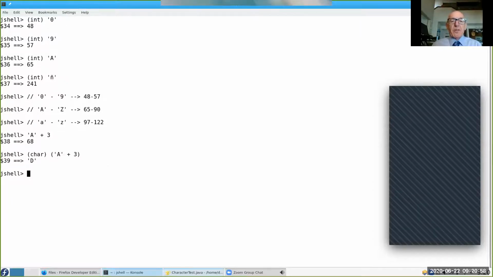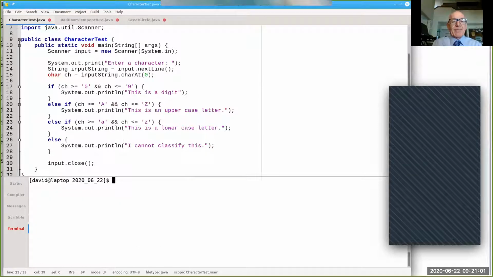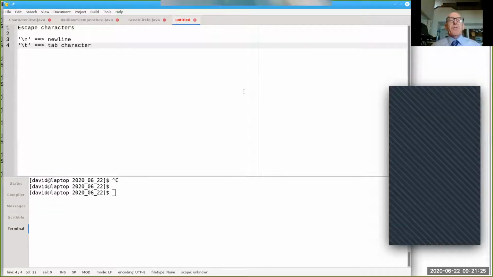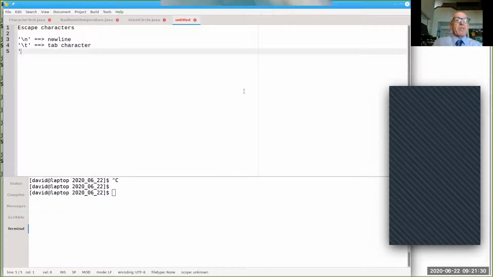Other things that are useful to know about characters are something called escape characters. We've already seen one of them, \n, which is the new line. There's another one called \t, which is the tab character. Do not use this in place of spaces. If you need to space something out exactly, then use the space bar, which is a space.